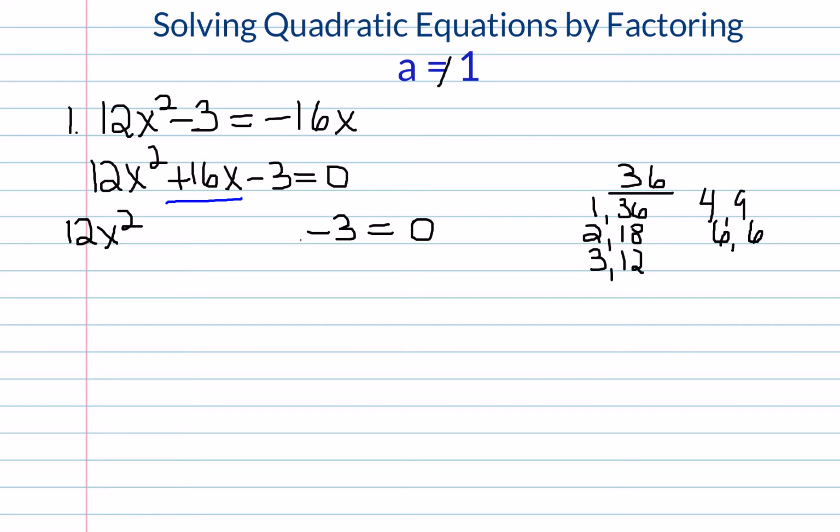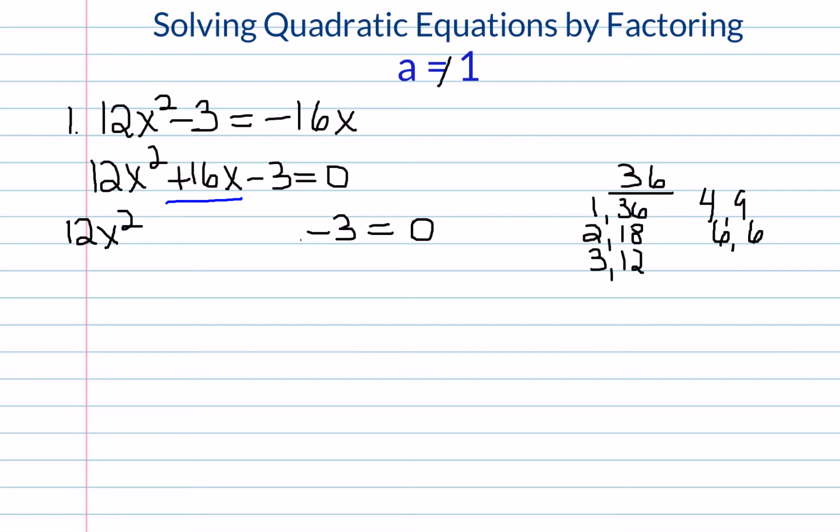When you get really good at this process, you won't necessarily need to write all the pairs. What you need to look for are two factors that multiply to give you 36, that subtract to give you 16. I say subtract because this sign is negative, which means my factors will be different, and when they're different, they're going to subtract to give me 16.